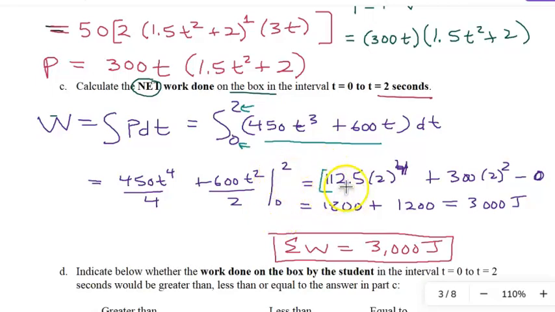So I plugged in 2. And then I plugged in 0 and got 0 for both terms. I ran out of space. And then plugged in the numbers and I got 3,000 joules. So that is completely legit. But again, this is just bonus for people who know how to integrate, to check your work. If you're not that comfortable with integration yet, that's completely fine.